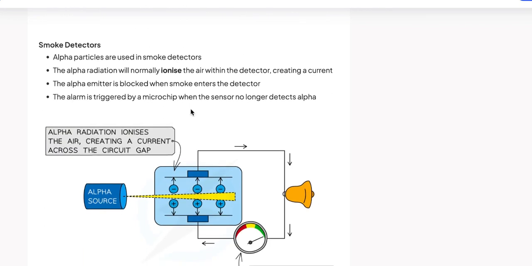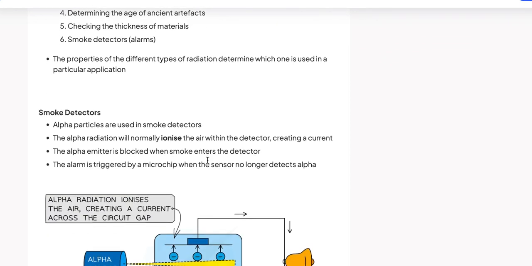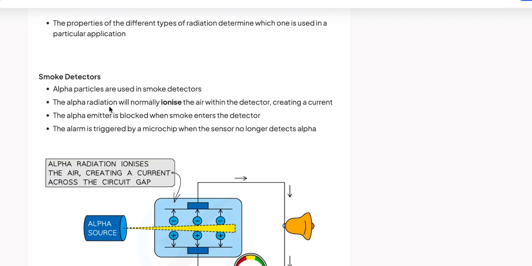So we'll look at every point we mentioned: smoke detection, thickness of material. This one we say is alpha, this one we say is beta, artifacts, gamma. Medical treatment, gamma. Killing bacteria in food is gamma. Treating cancer and diagnosis is gamma. Every point we mention, we see which of the radiations it finds its particular application.